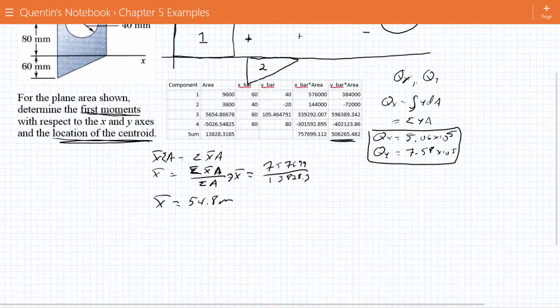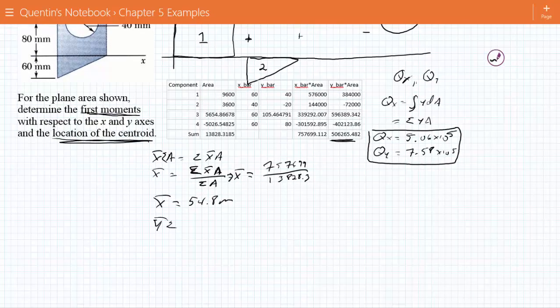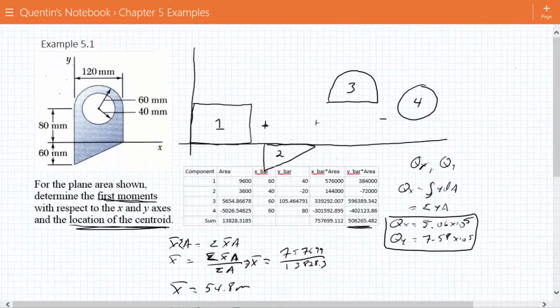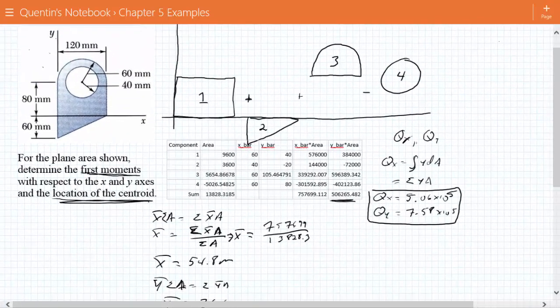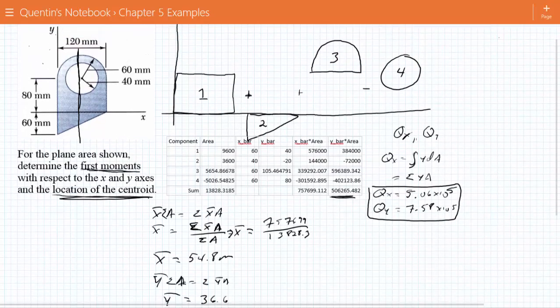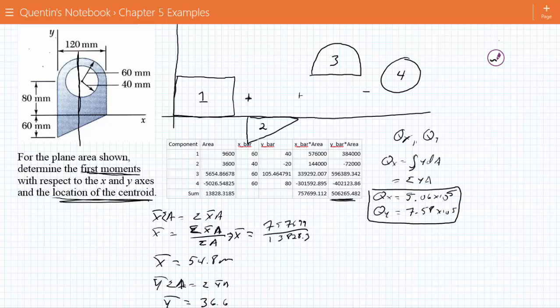You can do the same math to figure out Y bar. So Y bar times the sum of the area is equal to the sum of the Y bar area, right? So Y bar is equal to, in this case, 36.6. So realistically, where is that? X bar 54.8 is somewhere along this axis-ish, and Y bar 36.6. So I think we're claiming it's around there. Does that seem reasonable? Yeah, sure. Why not?